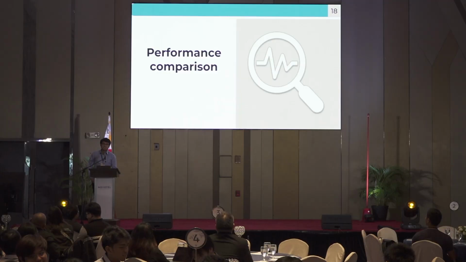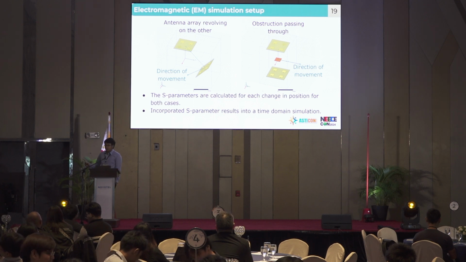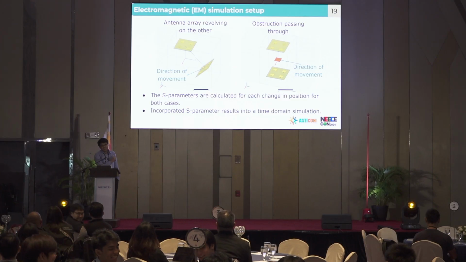Let's have some performance comparison. What we did is we simulated moving antennas or a moving obstruction in an electromagnetic simulator. The first one is the antenna revolving around the other. The second one is an obstruction passing through the space between the two antennas. This is a scaled version of long-range wireless power transfer. It's still in the radiative near field, rather. So you compute the S parameters for each case and then incorporate them in a time domain simulation.